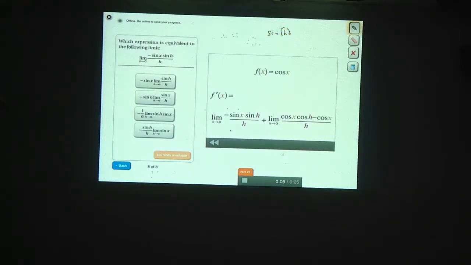As h gets really small, minus sine of x doesn't change because there's no h in it, so it can come outside the limit sign. So we're left with minus sine of x, which doesn't have an h in it, times the limit as h goes to 0 of sine of h over h.